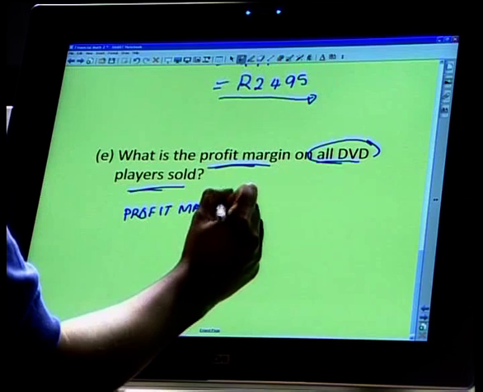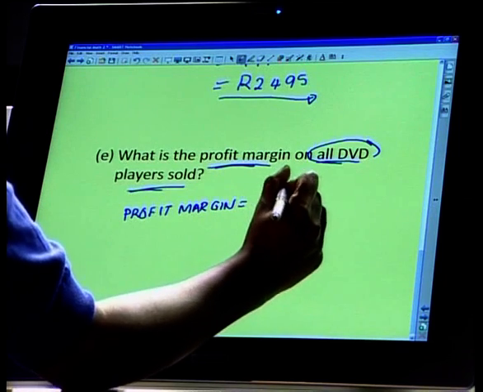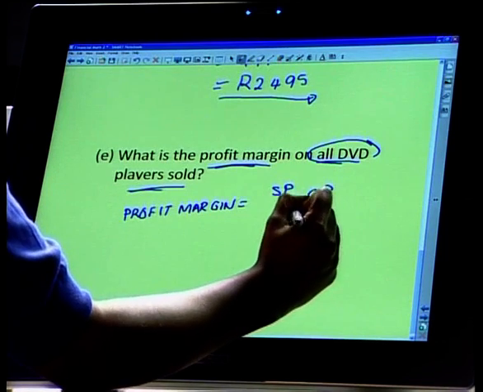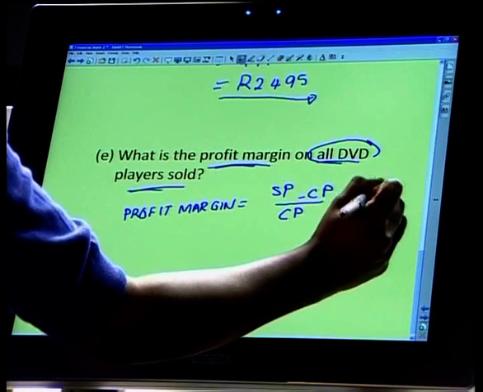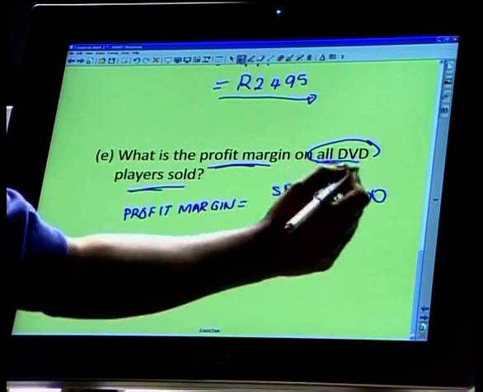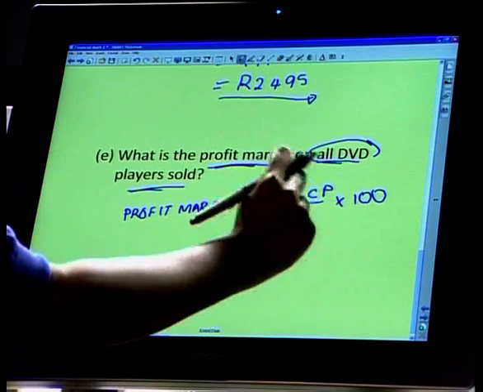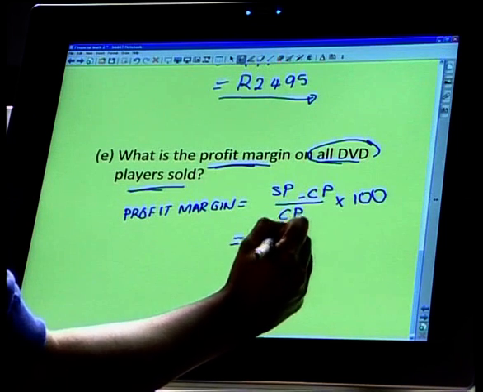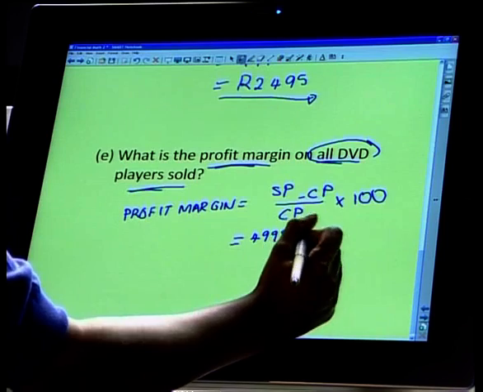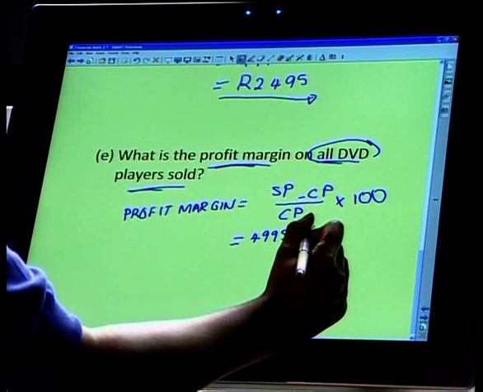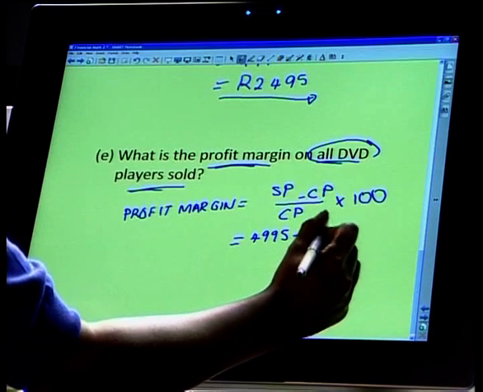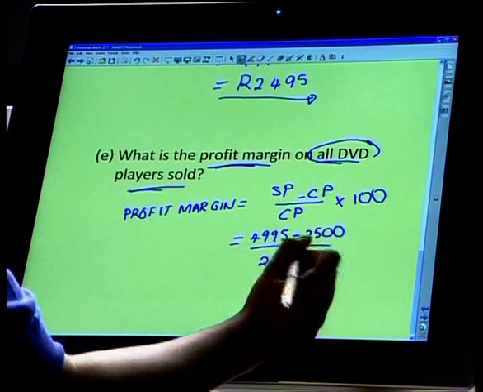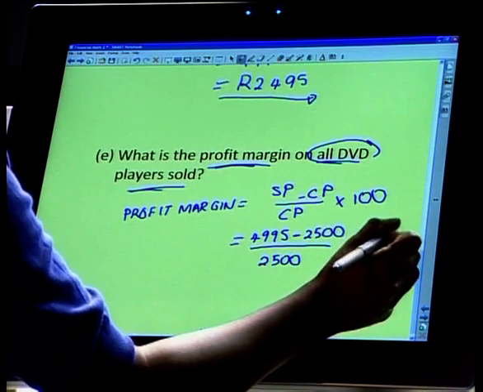So we remember that the profit margin we can work out by saying it's equal to the selling price minus the cost price all over the cost price times 100. Because we're interested in all the DVD players, we know that they all sold at an amount of 4,995 Rand. The cost price altogether was 2,500. Divide that by 2,500 and then times by 100.